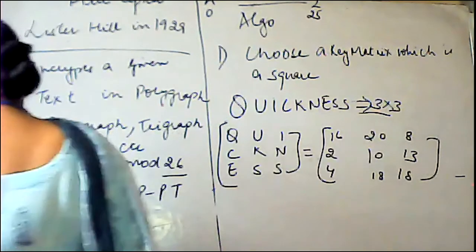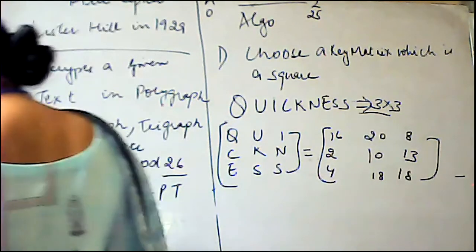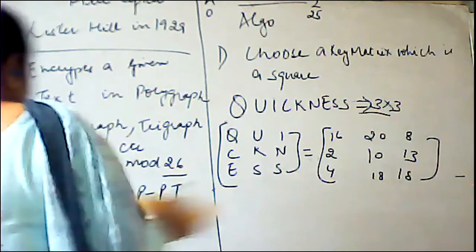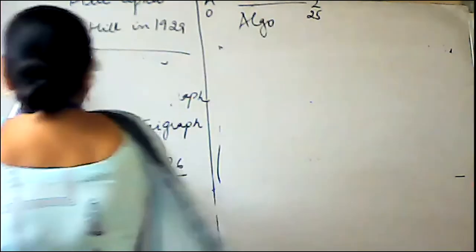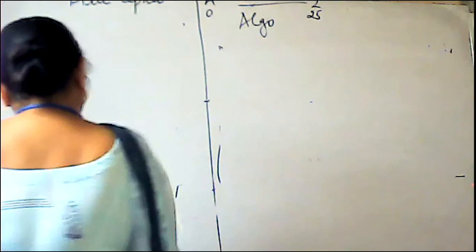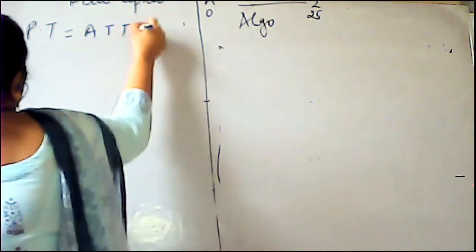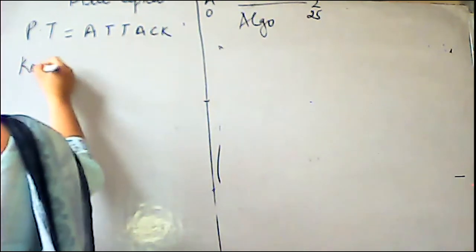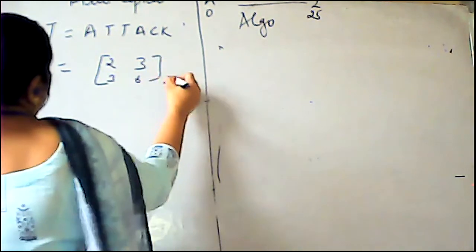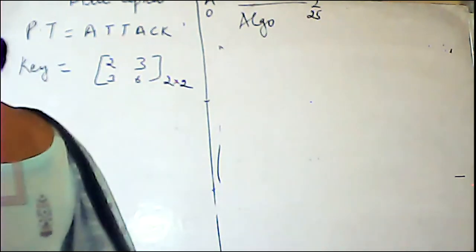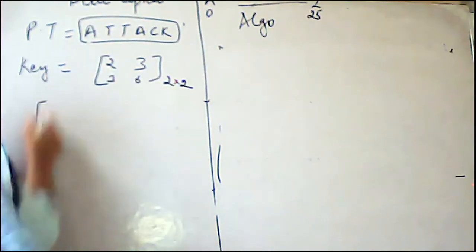Okay. Now how to encrypt it, I tell you. For example, now how to perform the encryption. Plain text is given to you as attack, and key is given to you as 2, 3, 3, 6. This is a 2 by 2 matrix. So that means first of all, you should convert this plain text into vectors of length 2.